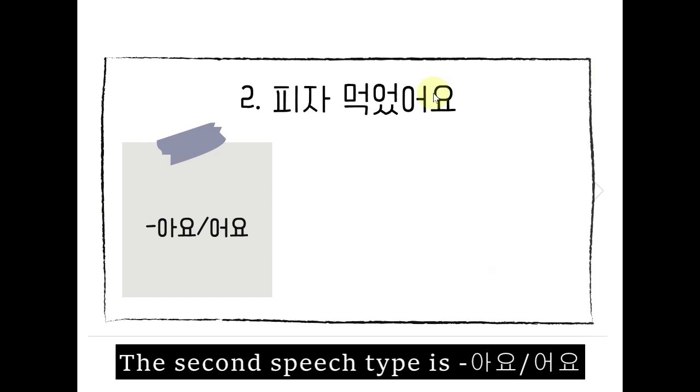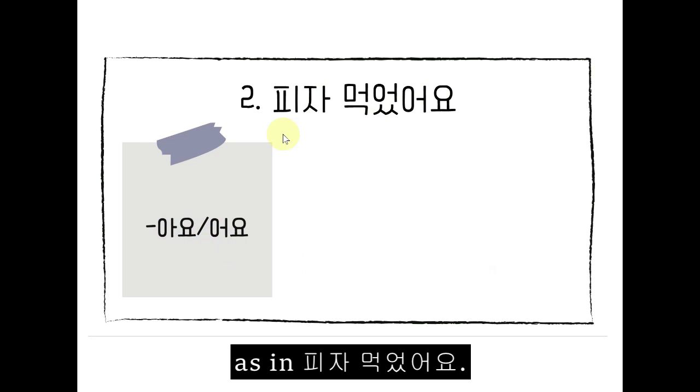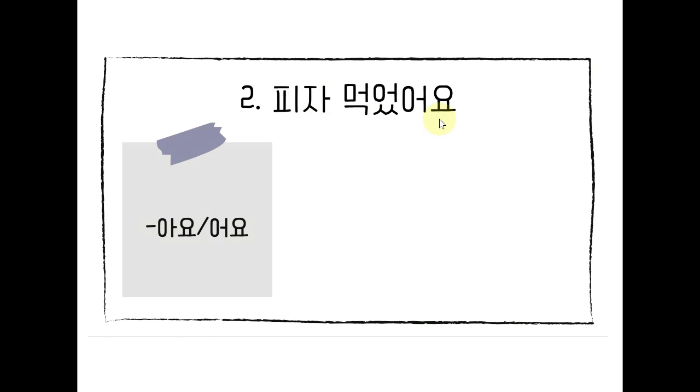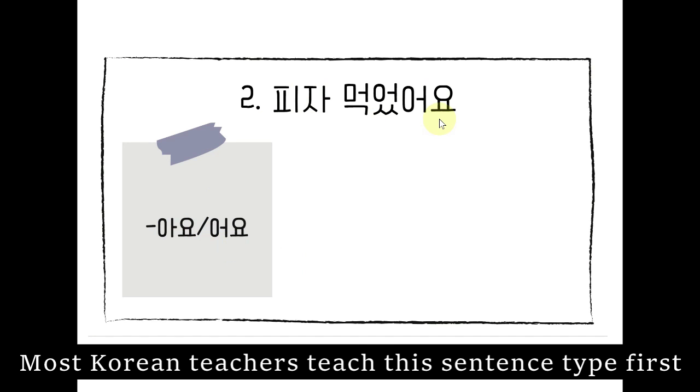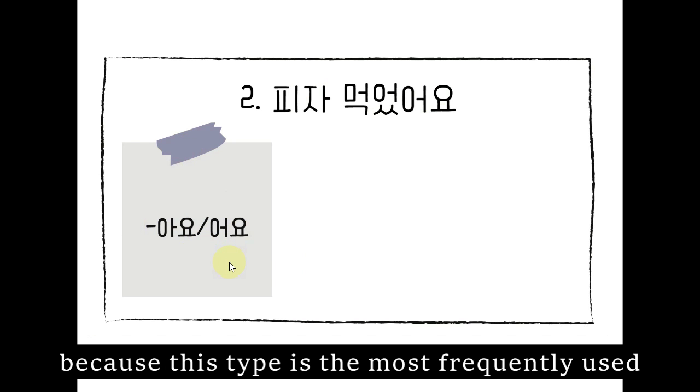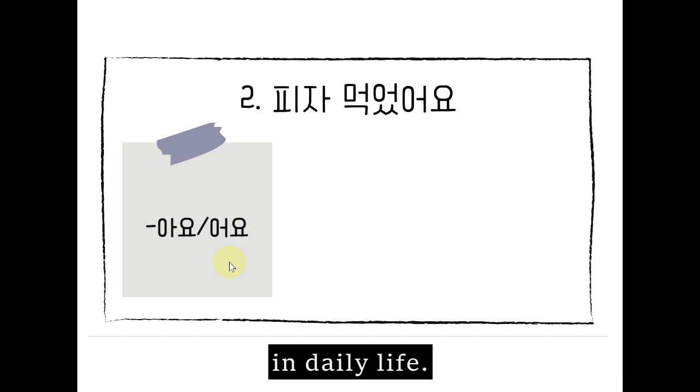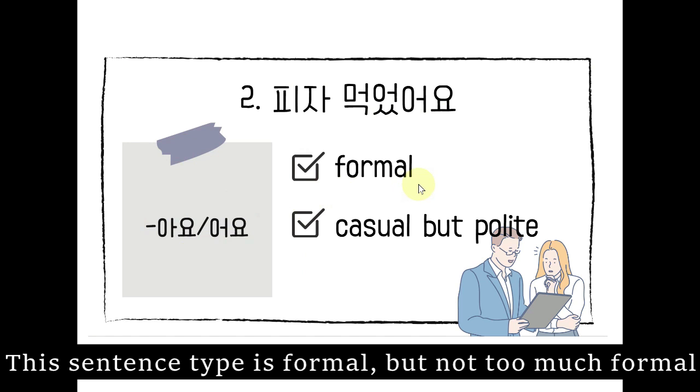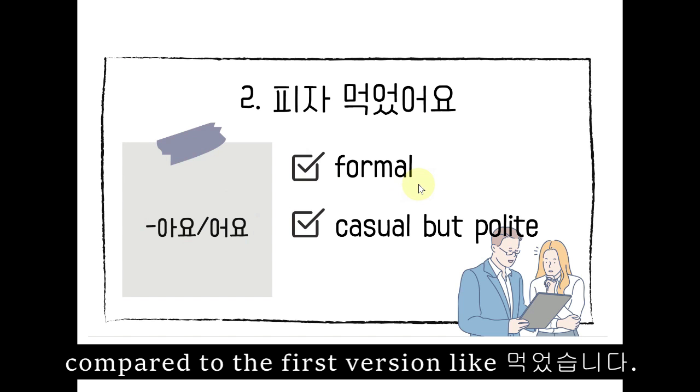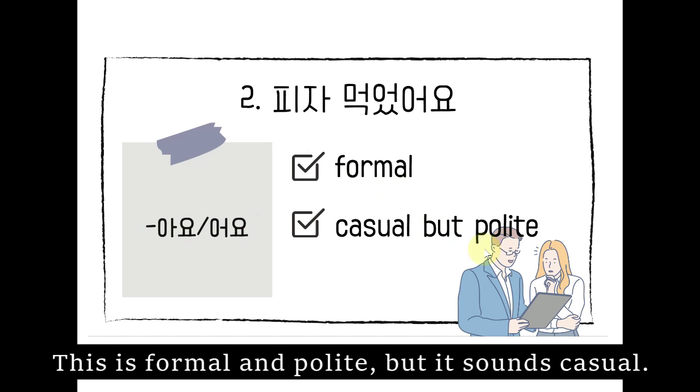The second speech type is 아요 or 어요, as in 피자 먹었어요. Every Korean teacher teaches this sentence type first because this type is the most frequently used in daily life. This sentence type is formal, but not way too much formal compared to the first version, like 먹었습니다. This is formal, this is polite, but it sounds casual.